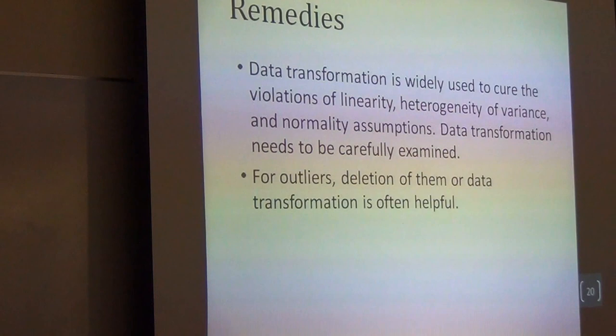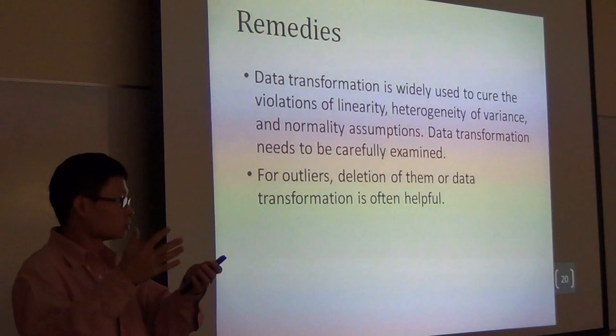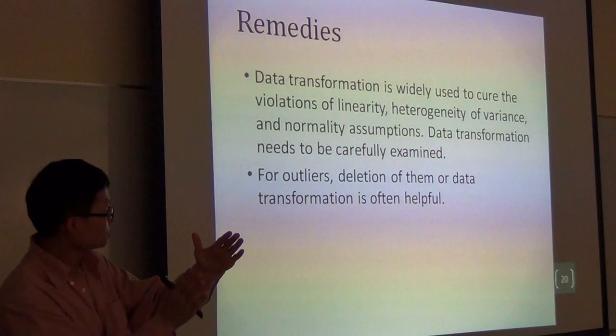So, just remedies, there are a lot of remedies. We statisticians examine assumptions one by one, but if one of them is violated, then we look up some other remedies. There are a lot of remedies, but this is just a brief description. The most popular remedy is data transformation. You transform y, and the most popular one is a log transformation. It's going to stabilize your variance, or make the relationship look more linear.